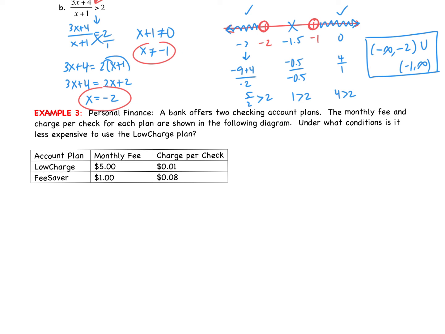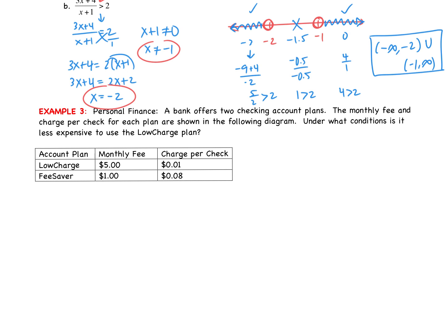A bank offers 2 checking account plans. The monthly fee and charge per check for each plan are shown in the following diagram. Under what conditions is it less expensive to use the low charge plan? Okay, so we want to know when is the low charge plan going to cost us less than the fee saver plan?